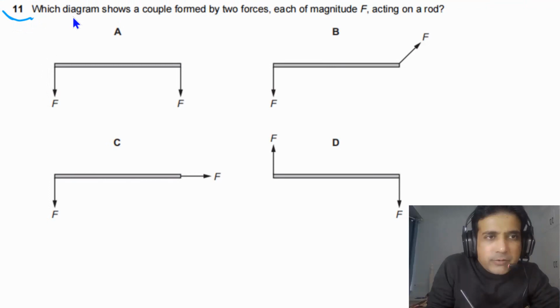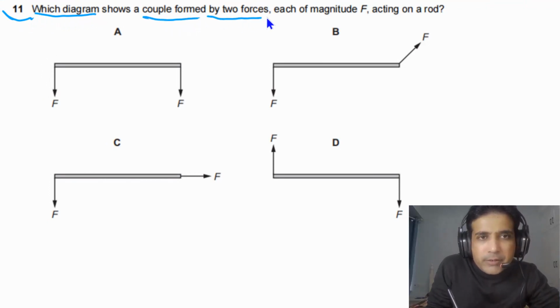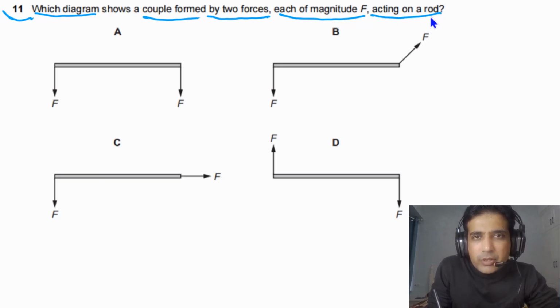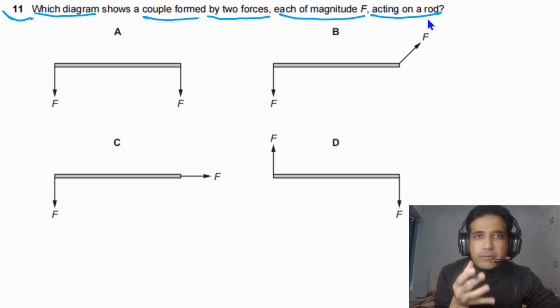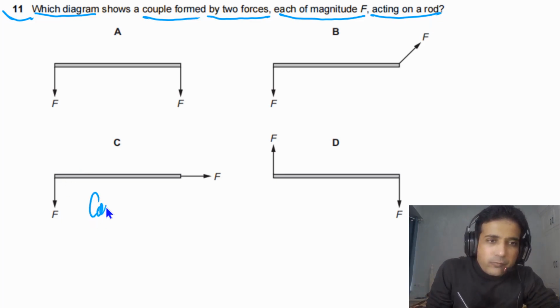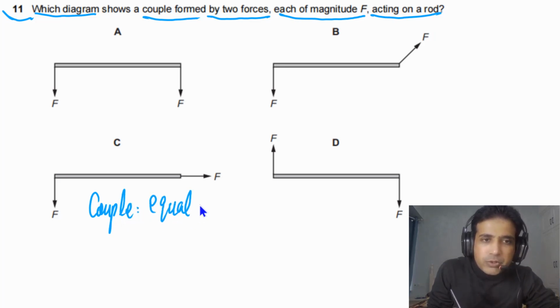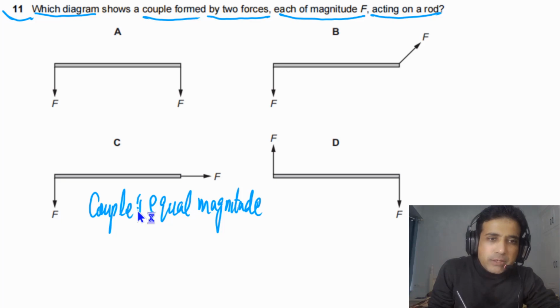For question number 11, we need to find out which diagram shows a couple formed by two forces, each of magnitude capital F acting on a rod. First of all, we need to understand when two forces will form a couple. Forces will form a couple if they have equal magnitude. So the first condition is equal magnitude: the magnitude of the forces has to be the same. This is condition 1.